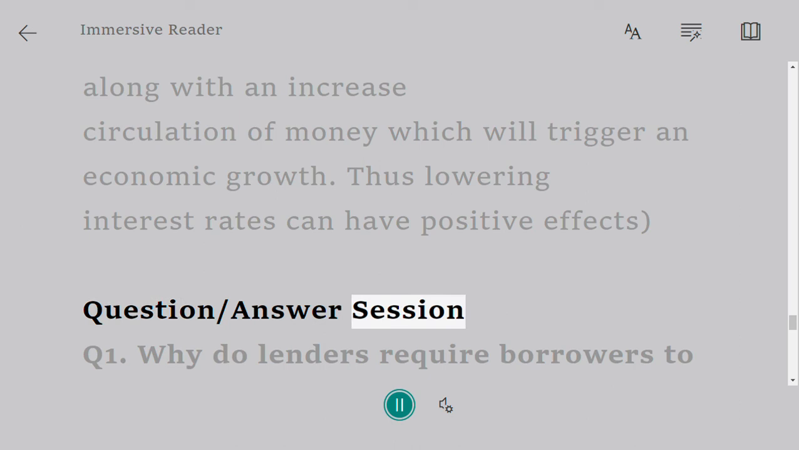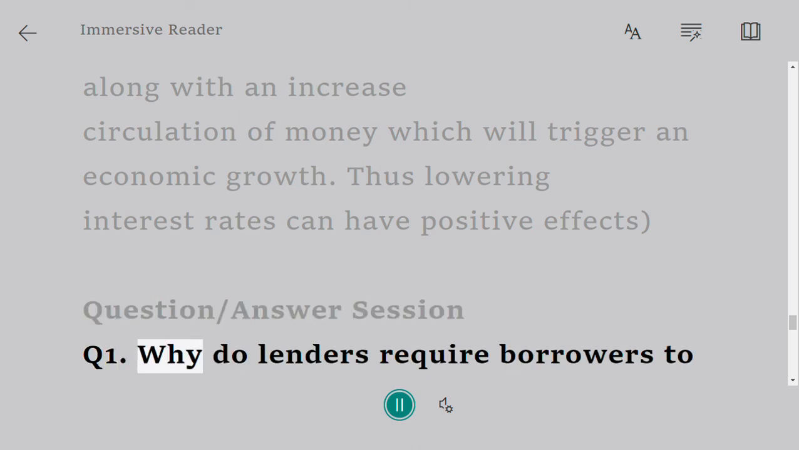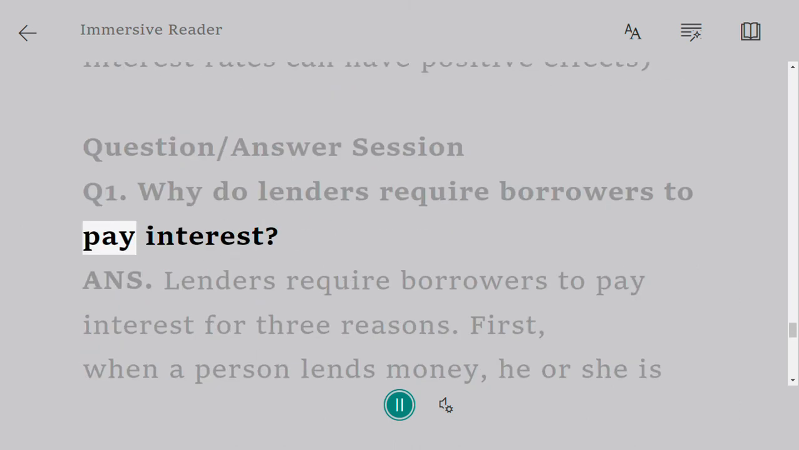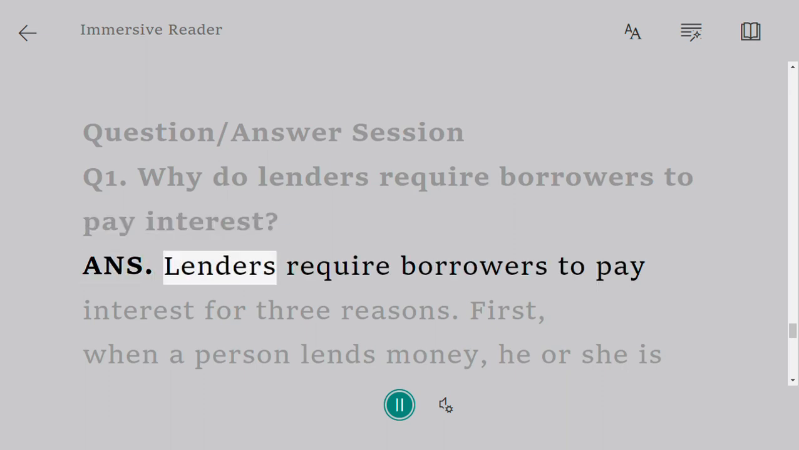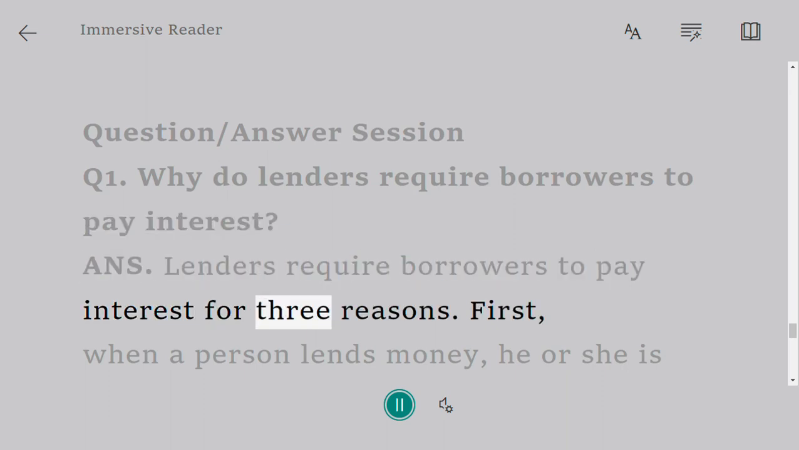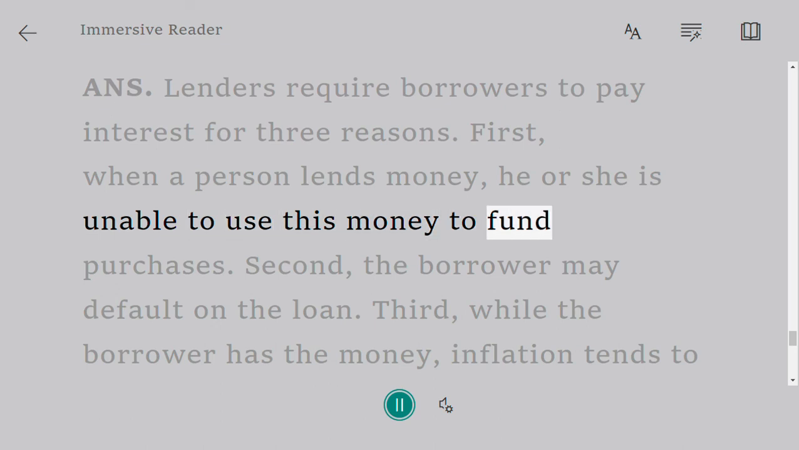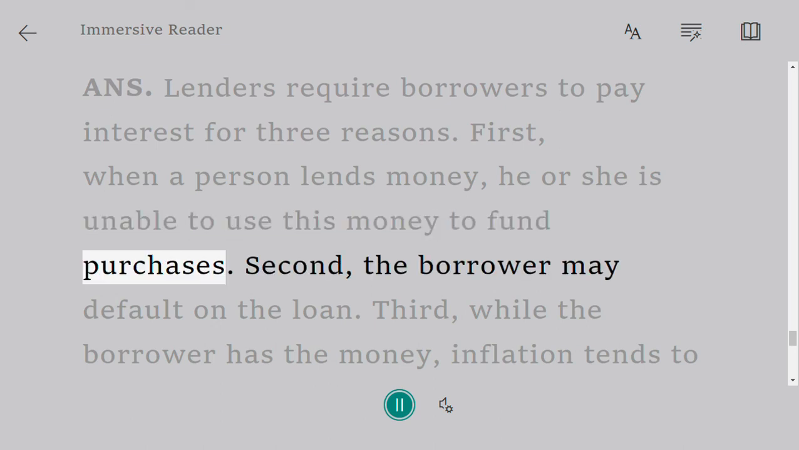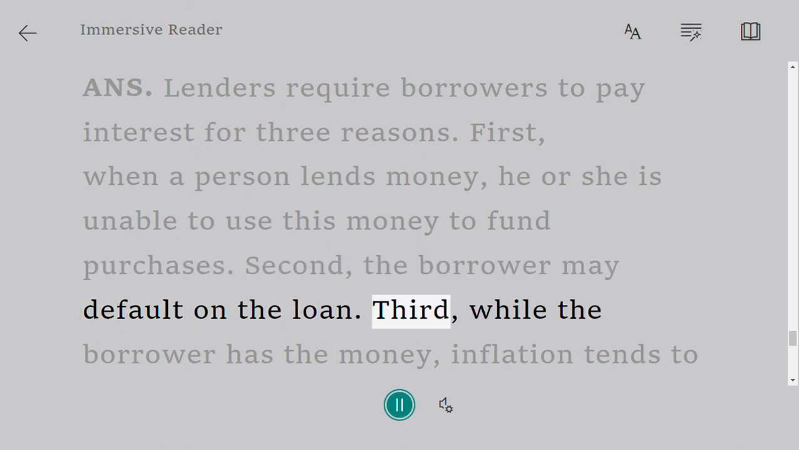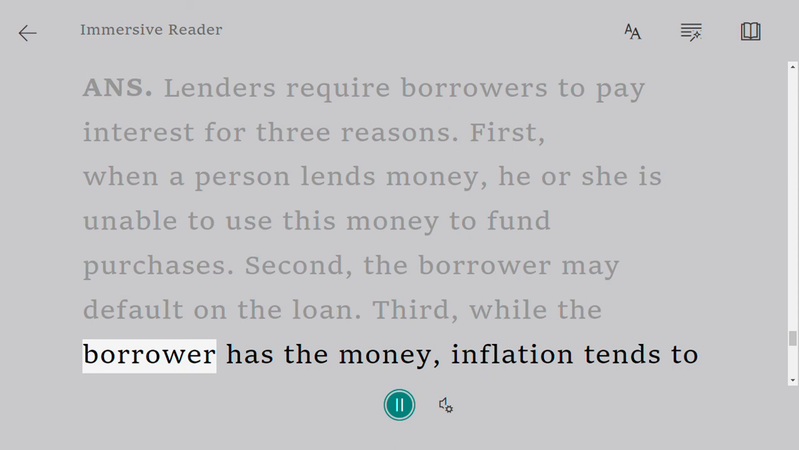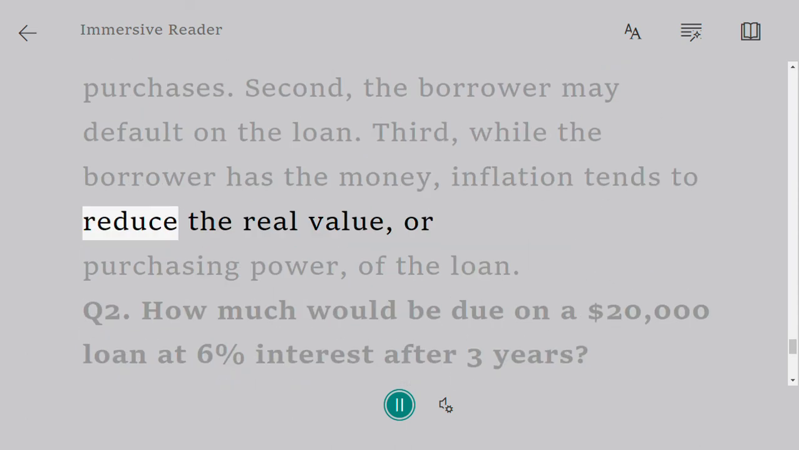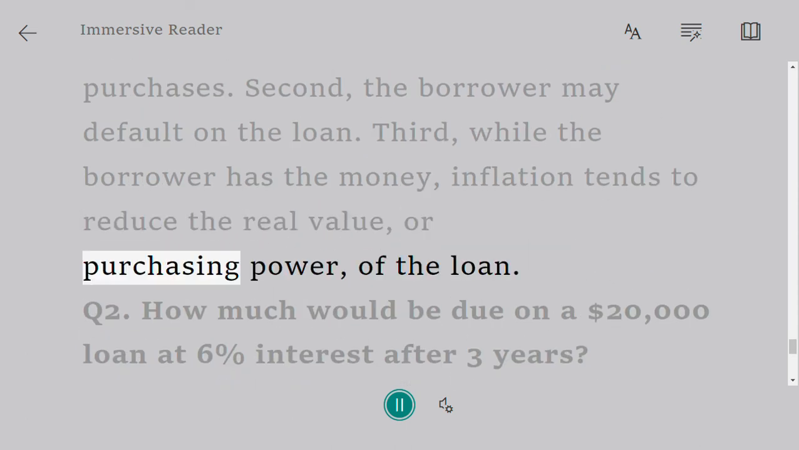Question/answer session. Q1. Why do lenders require borrowers to pay interest? ANS. Lenders require borrowers to pay interest for 3 reasons. First, when a person lends money, he or she is unable to use this money to fund purchases. Second, the borrower may default on the loan. Third, while the borrower has the money, inflation tends to reduce the real value, or purchasing power, of the loan.